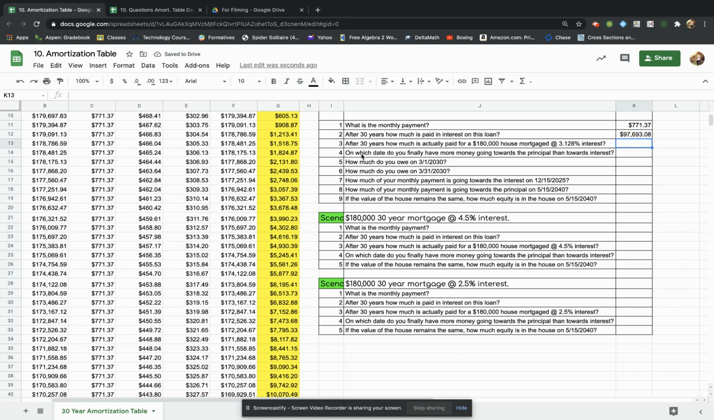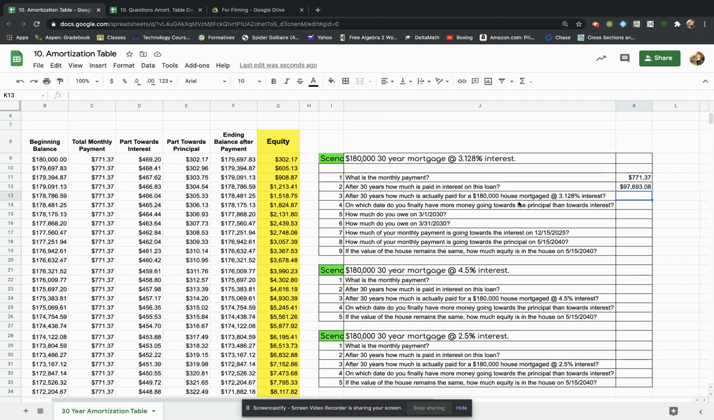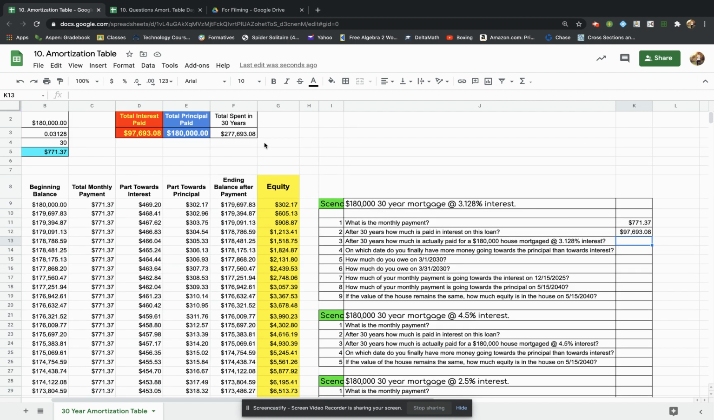Okay, next question. After 30 years, how much is actually paid for a $180,000 house mortgaged at 3.128% interest? This is what you actually end up paying back. 277,693.08. You borrowed 180, but in the end, you paid $277,000 for that house.